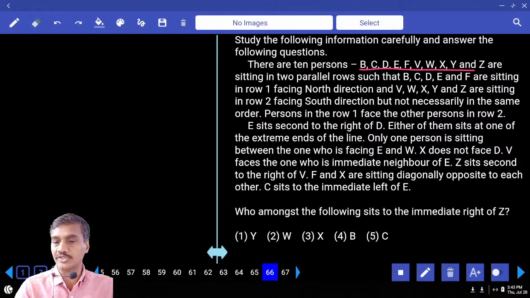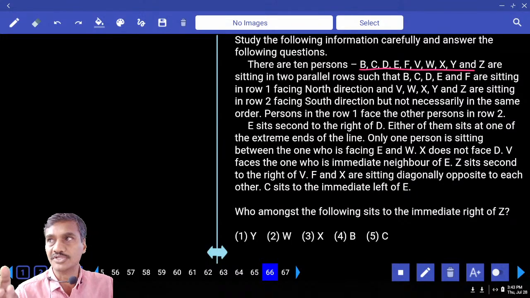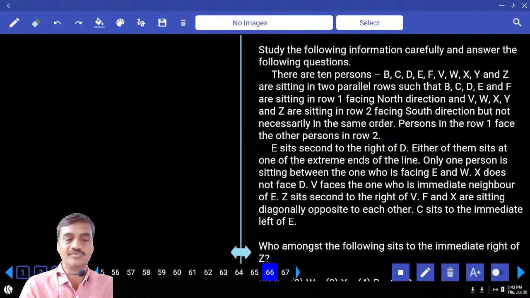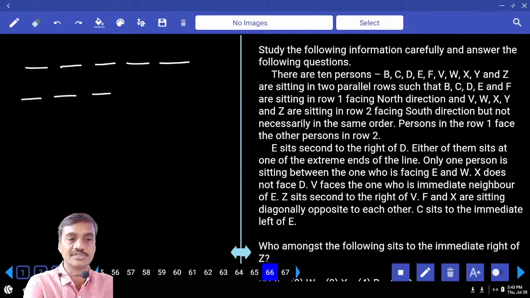Now there is no other parameter added to this one. As there is no other parameter added, this will come under the first priority itself. Hence you need to work out this question. The very first priority here, how many persons? 5 persons in row 1 and 5 persons in the other row.